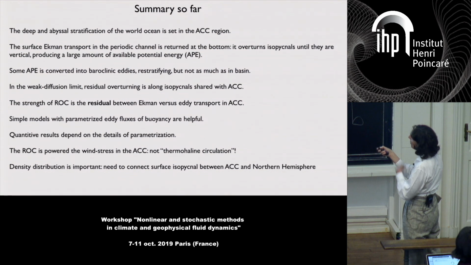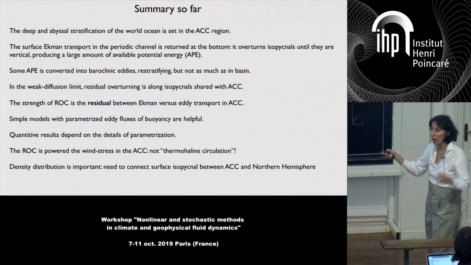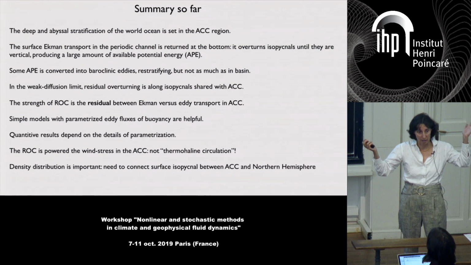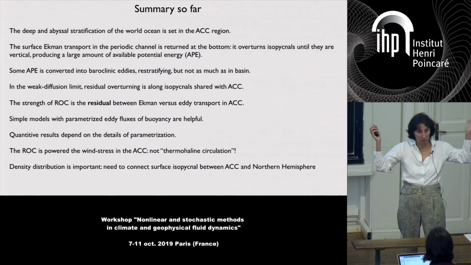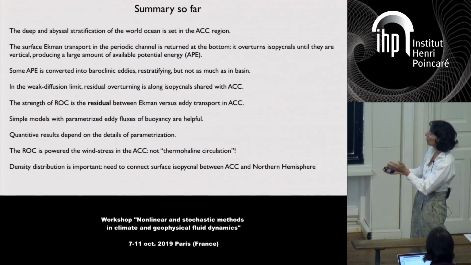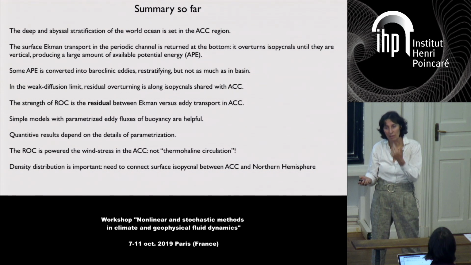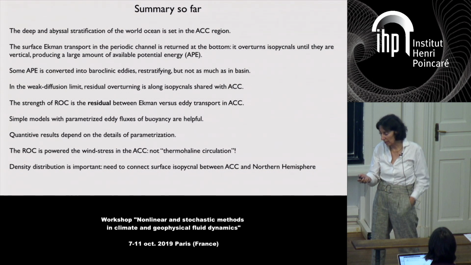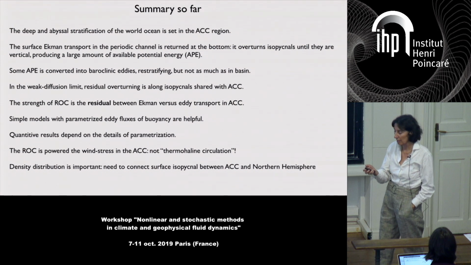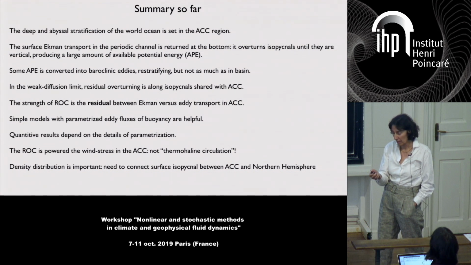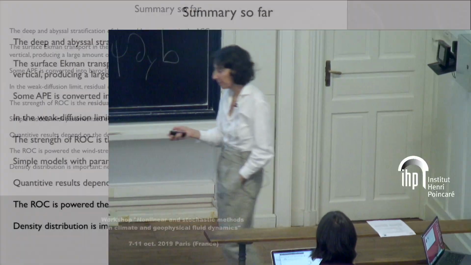And in the weak diffusion limit, you have to have this connection of isopycnals at the surface between the northern hemisphere and the Antarctic circumpolar region, which only happens in the Atlantic. I don't have time to explain why, but it's due to salt. And, you know, you can talk to me offline if you're interested to know why the Atlantic is saltier than the Pacific. Thank you.